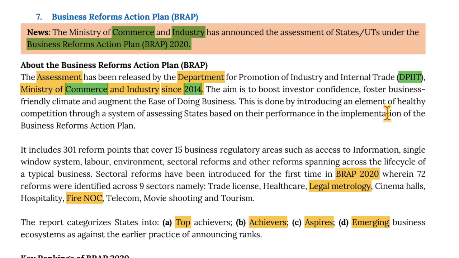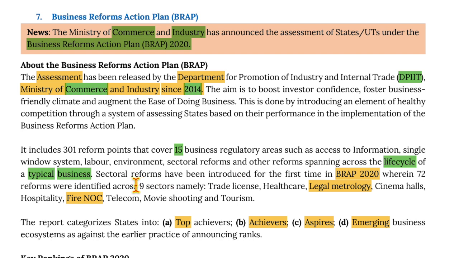This is done by introducing an element of healthy competition through a system of assessing states based on their performance in the implementation of the Business Reforms Action Plan. It includes 301 reform points that cover 15 business regulatory areas such as access to information, single window system, labor, environment, sectoral reforms, and other reforms spanning across the life cycle of a typical business.